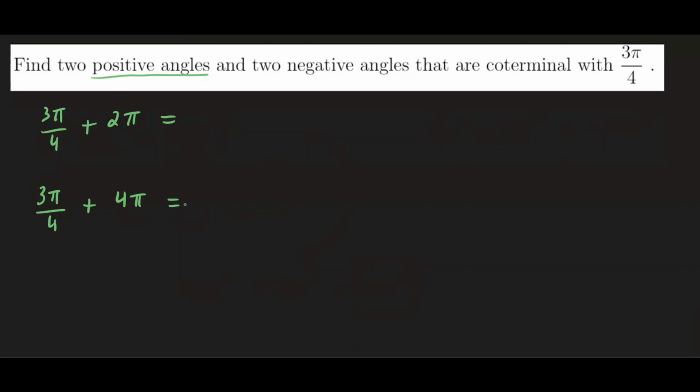So if I put them in common denominator, my result happens to be, the first one will be 11 pi over 4. And then the second one, we have 16 pi plus 3, that'll be 19 pi over 4. So these are the two positive coterminal angles with 3 pi over 4.